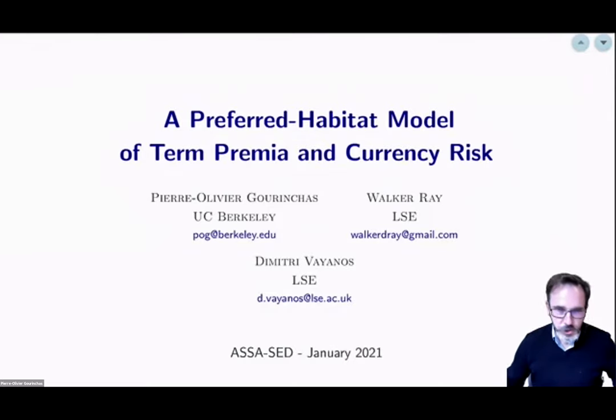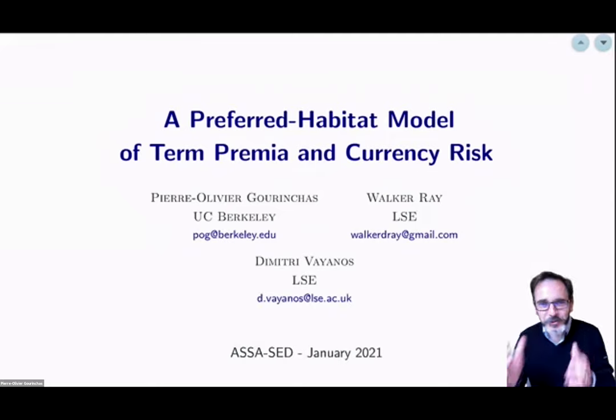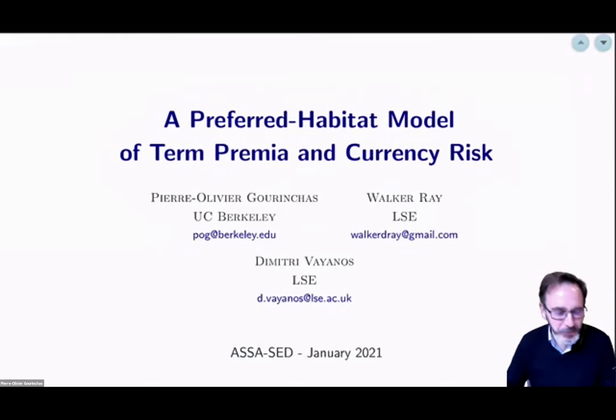So as Jeremy mentioned, these two papers are close siblings, and some of the authors on each of the papers are also co-authors themselves. So there's an intellectual proximity here that is very obvious. The paper I'm going to present is with Dimitri Vayanos and Walker Ray. And we're basically going after the same question. We're doing it slightly differently, and we're trying to emphasize slightly different aspects.